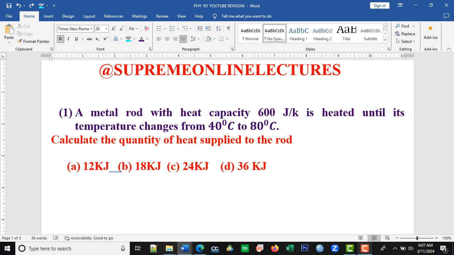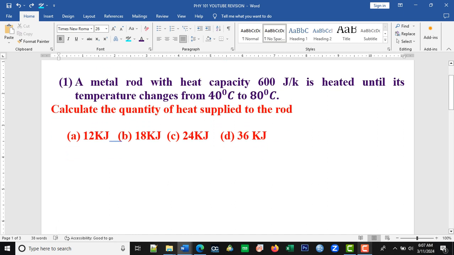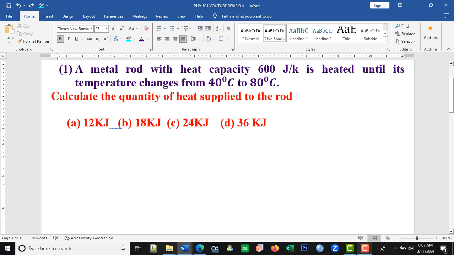Looking at the quantities given, we are being given heat capacity and differences in temperature. This temperature is in degrees Celsius, but the heat capacity is in joules per Kelvin. So we are going to convert from degrees Celsius to Kelvin, although the differences will still be the same. So let's proceed.